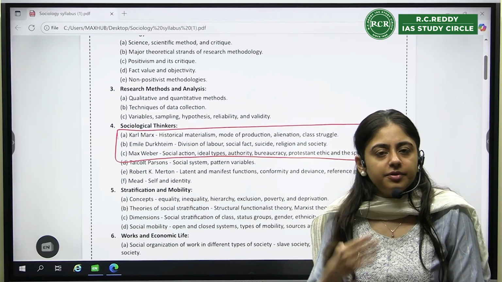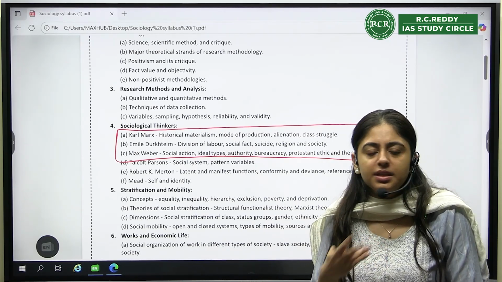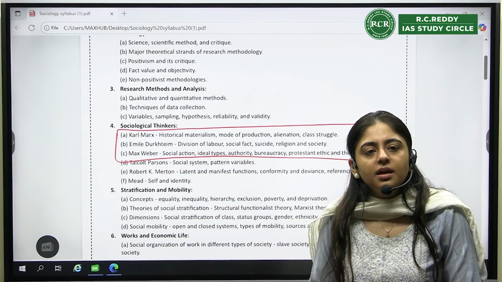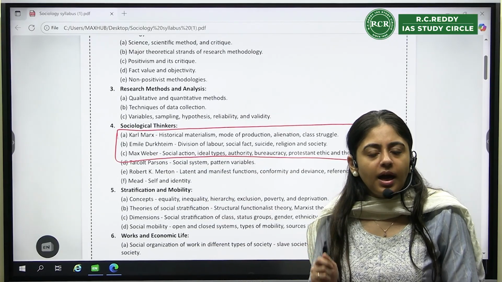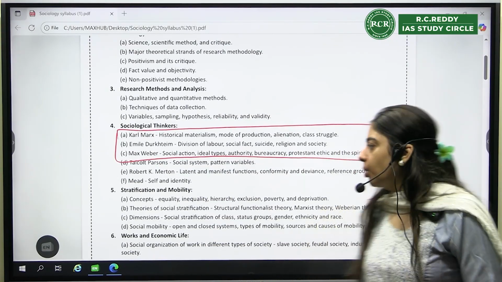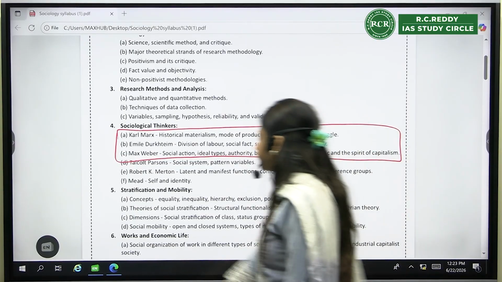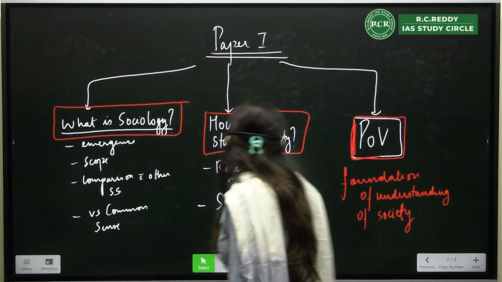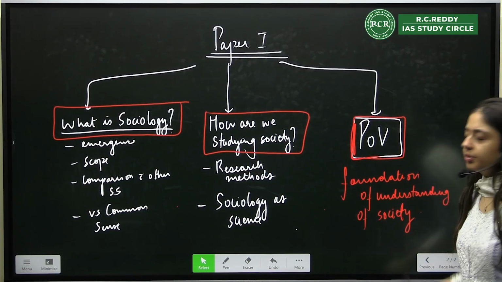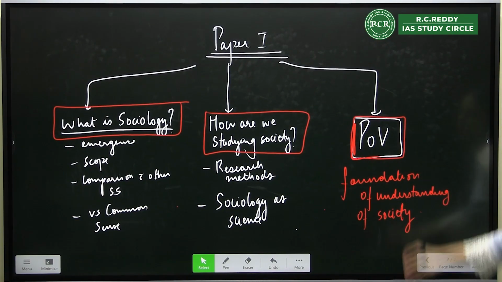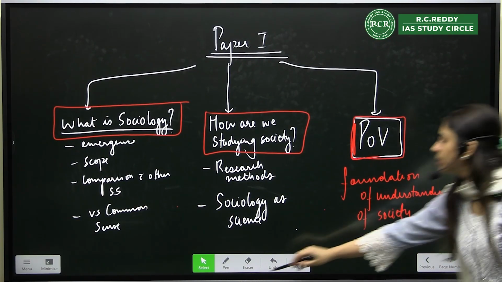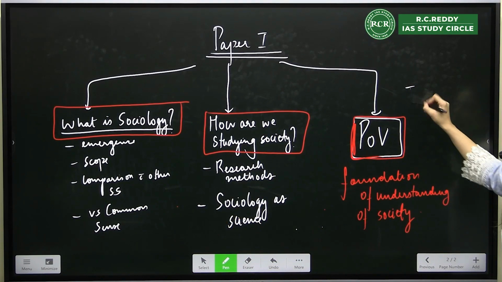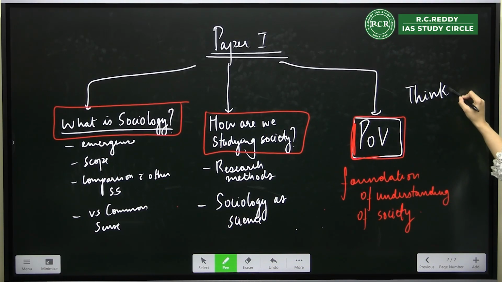This is based on my own experience, and I have seen students who have not even attended my classes. Once thinkers start, there is too much overburdening, and I don't want that. Right? Okay. So coming back here, point of view. The thinkers which we will be discussing will be telling you about the different points of view to study society.